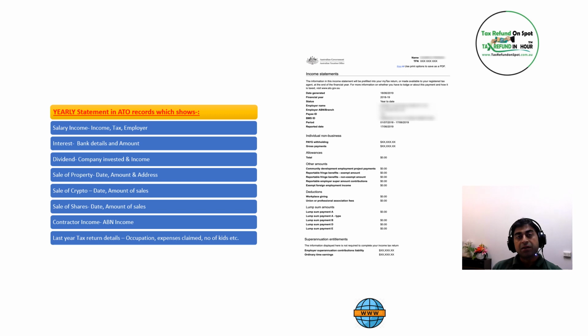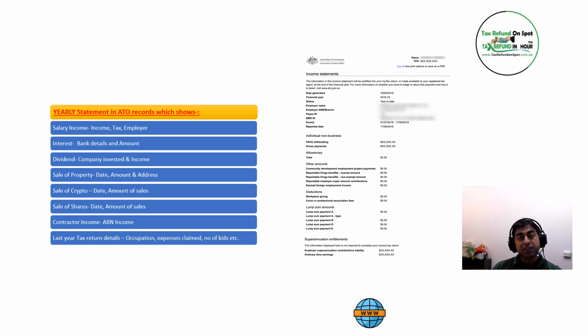What data is there? If you can see the screen, you can see your salary income, how much is your gross salary, how much is the tax you paid from salary. Do you have any contractor payment? How much is the contractor payment? Do you have any rental property? What is the address of the property? Have you sold any shares?